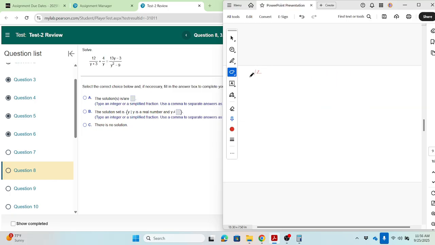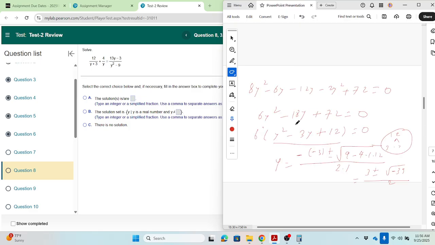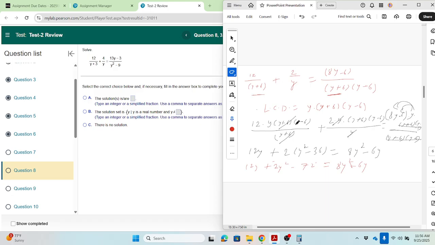12 divided by y plus 3 plus 4 divided by y, equals 13y minus 3 divided by y plus 3 and y minus 3. The LCD is y times y plus 3 times y minus 3. If I multiply both sides by the LCD, the very first one gives me 12 times y minus 3. Did I get the same thing here while I was doing the first question?